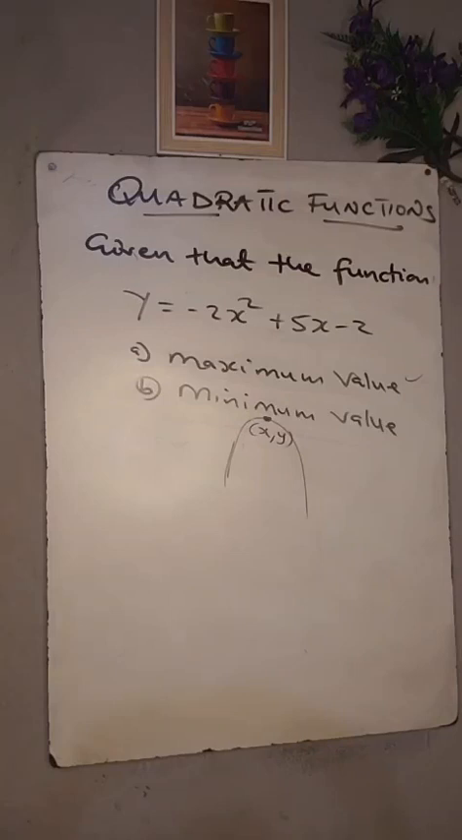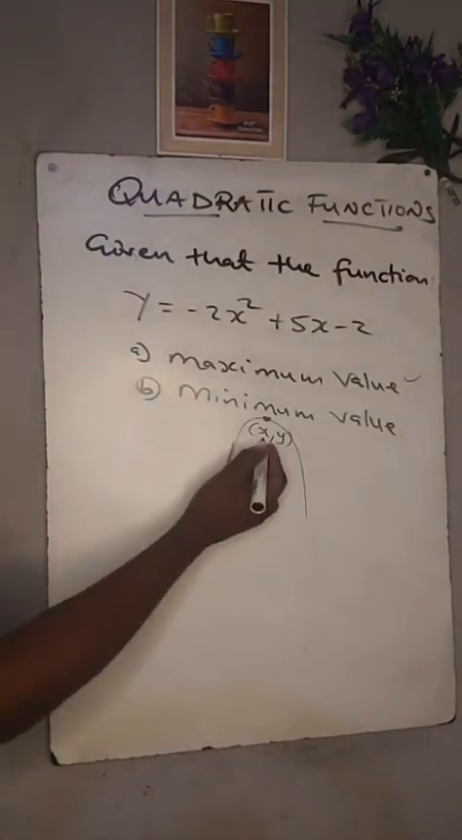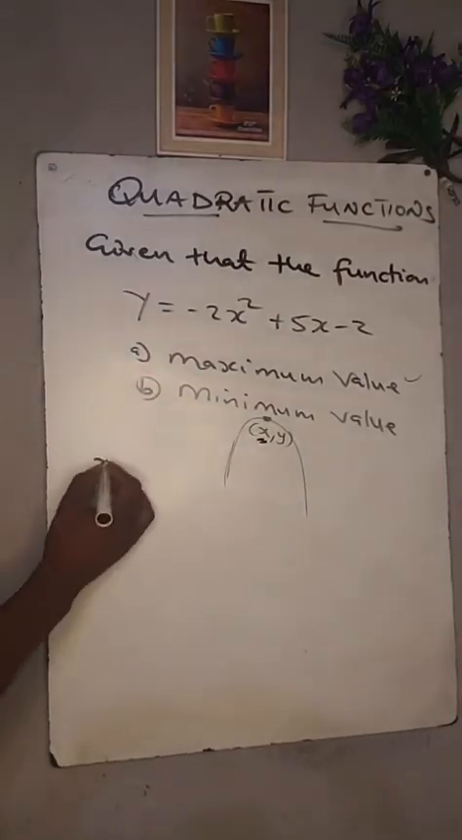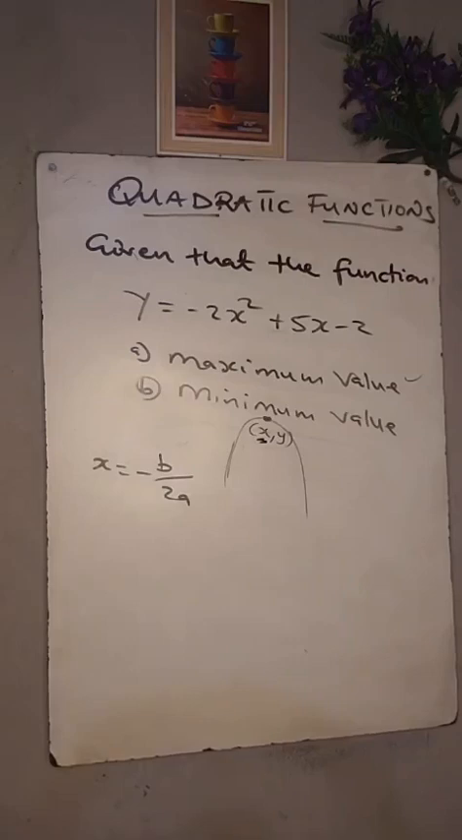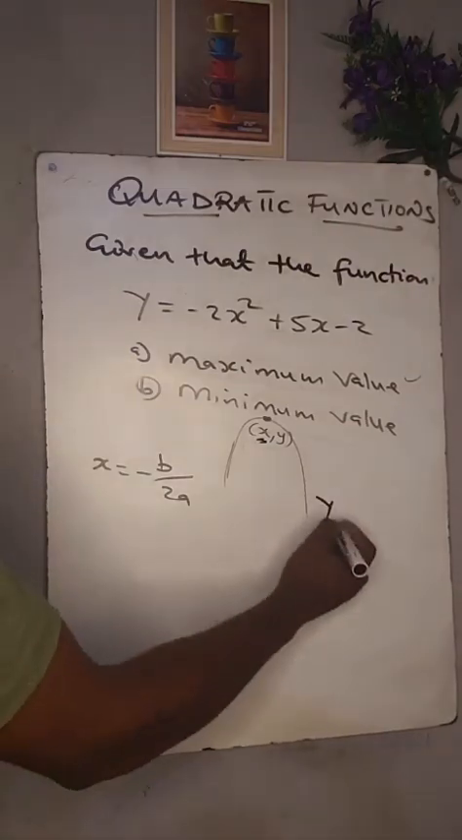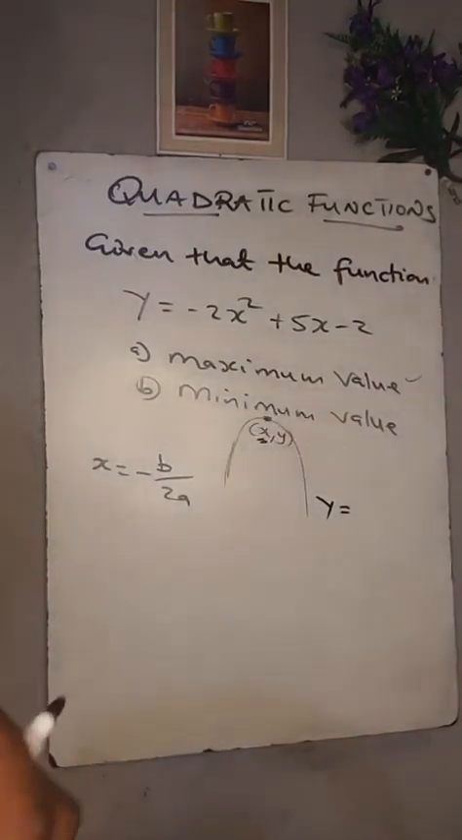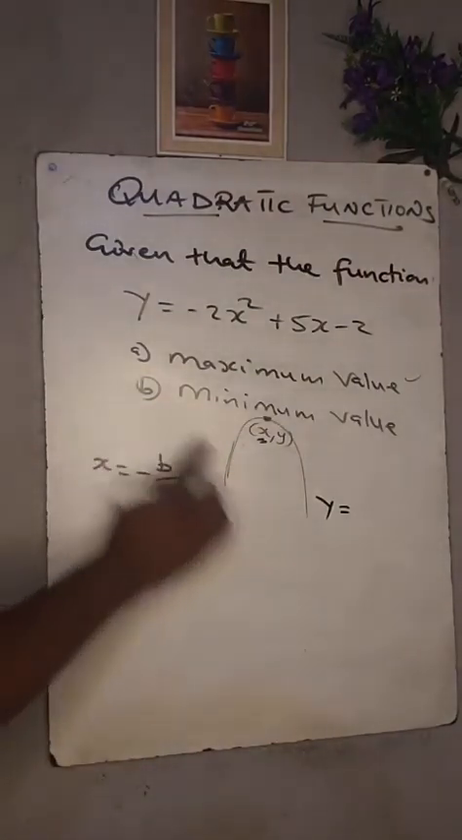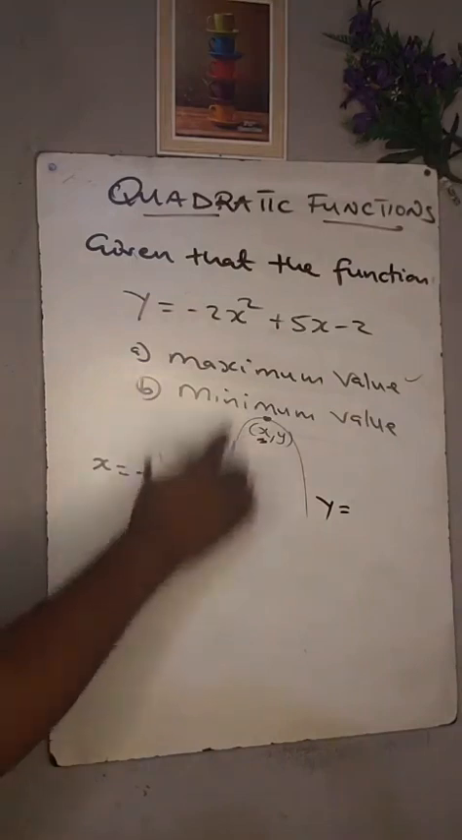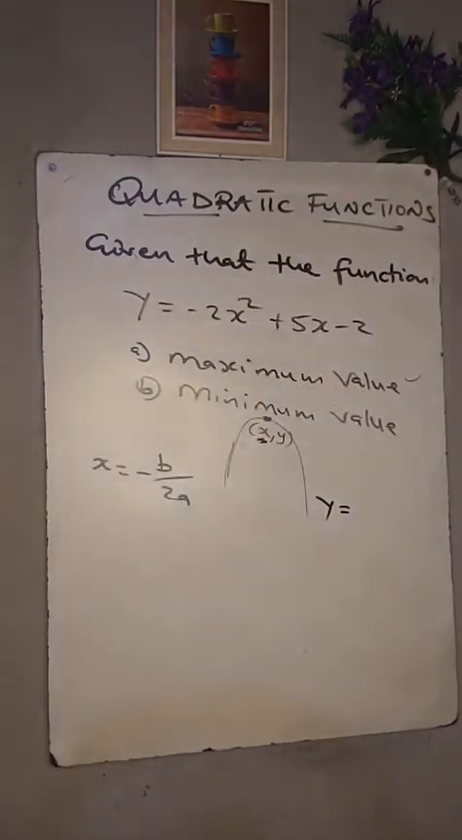So now, how do you find the turning point of this curve? We are going to use two separate formulas. For the x, we use x is equal to negative b over 2a. Then for y, we just plug in, just like the user said, meaning that whatever value we find for x, we replace it where there is x in the given function. All right.